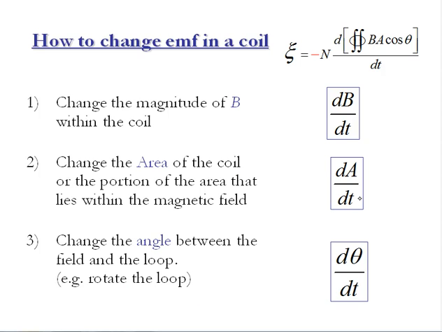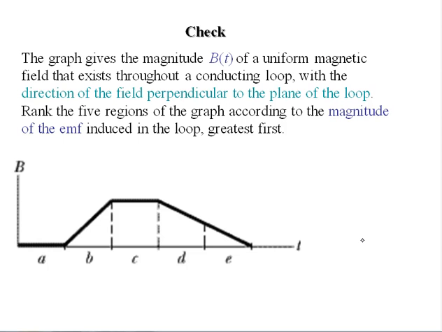So if we want to change the EMF in a coil or induce an EMF in the coil, then we can change the rate that the magnetic field is changing with time. We can change the rate that the area of the loop is changing with time. Or we can change the angle between the magnetic field and the area, so we could rotate the loop. And that's really what our electric generator is, where we're rotating a loop and changing the angle between the field and the area.